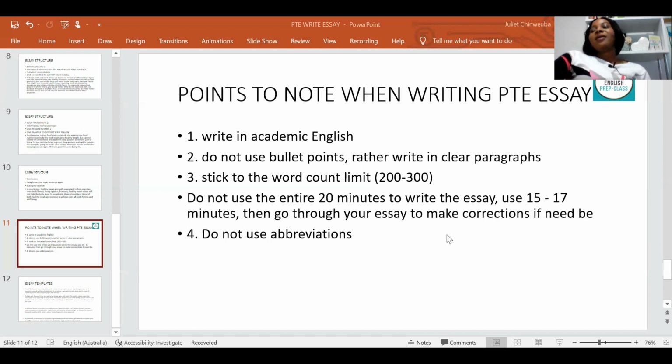Don't say number 1, introduction, number 2, body paragraph 1. Those things are not what you need to do, okay? So the next thing here is stick to the word count limits, 200 to 300.